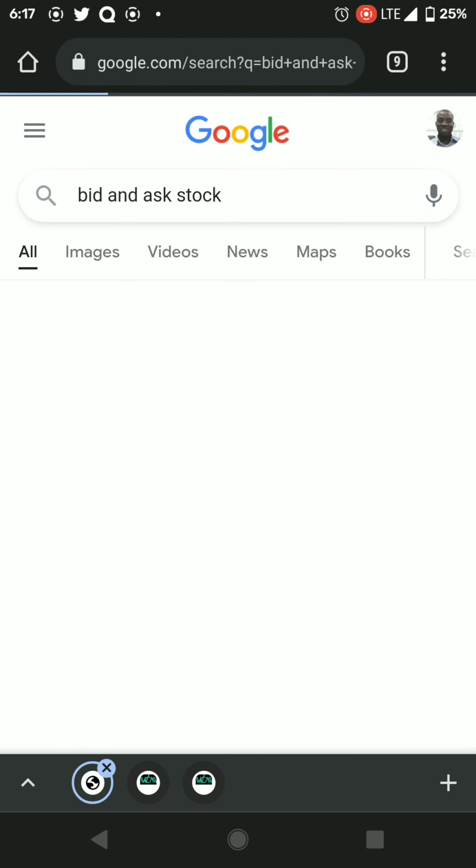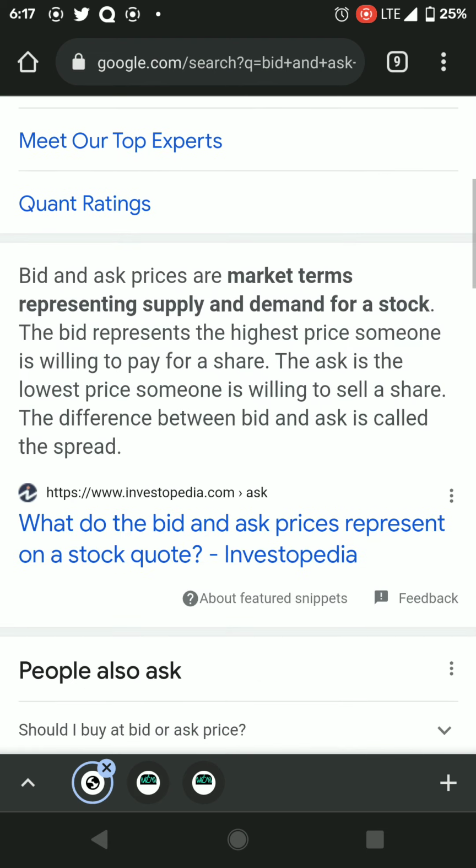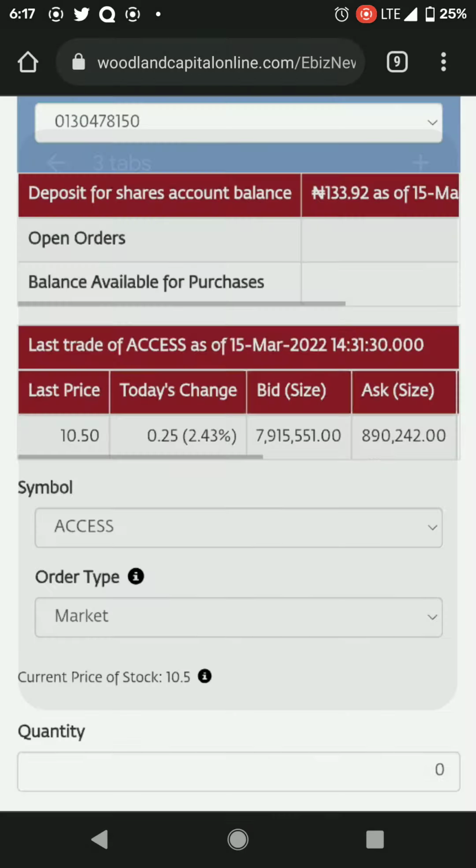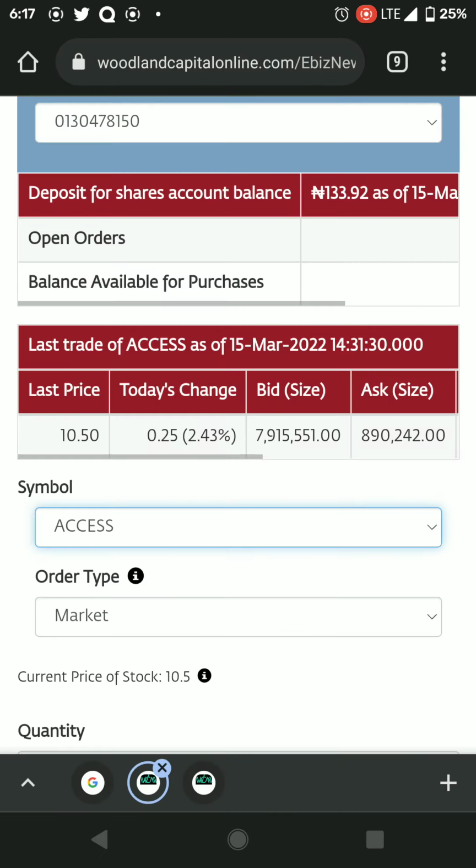Stock. What is that? Bid and ask price are market terms representing supply and demand. Okay, sell. Bid is the sell. Okay, and demand, that's the buy. I think that makes it clear for us. So the bid is the sell. I was correct. So the ask is the buy.